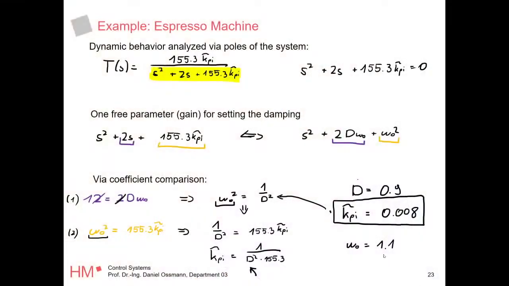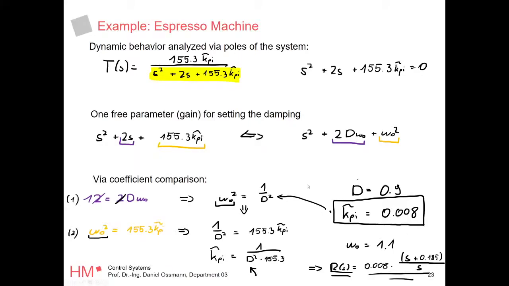Okay, now we have everything, right? We have set our two free parameters. So we actually could write the controller. So the controller we now want to apply to our espresso machine is nothing but 0.008 times, what was the time constant, s plus 0.185. Right, so this is the final controller we want to use.